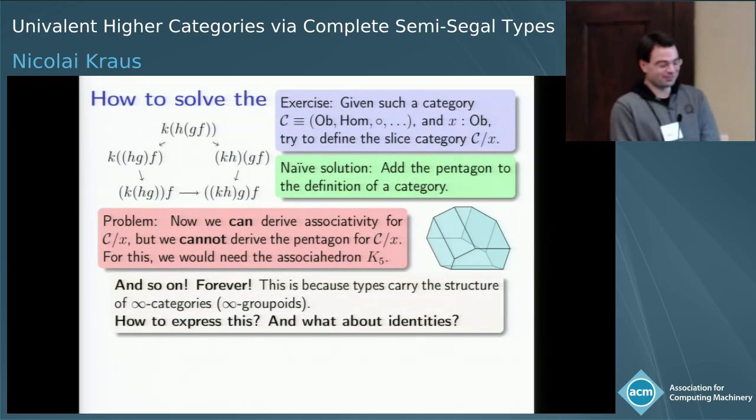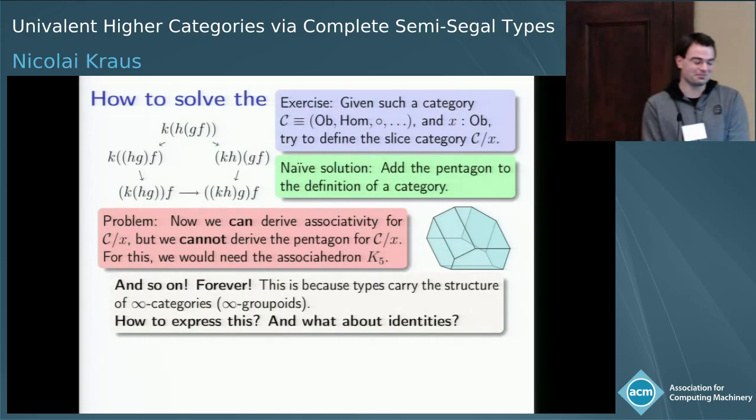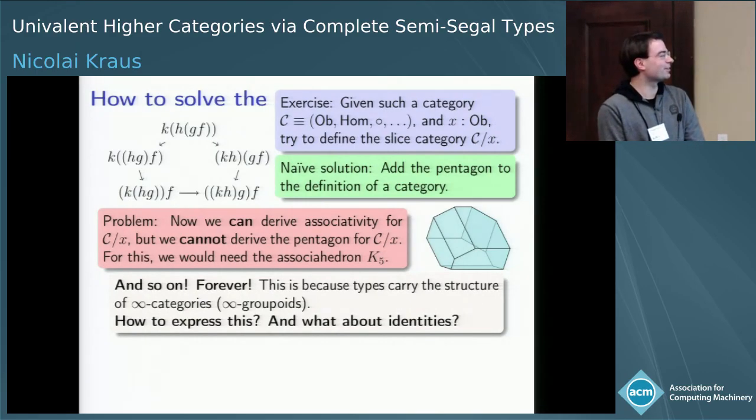So the basic reason is that we know that types carry the structure of infinity categories. And so, yeah, basically, if you try to treat them as ordinary categories, which have strict equality laws, then yeah, you won't be able to capture all of them. So the natural notion of categories in homotopy type theory is really that of a higher category, right? So the question is, how can we define higher categories in homotopy type theory? That's basically the question of our paper.